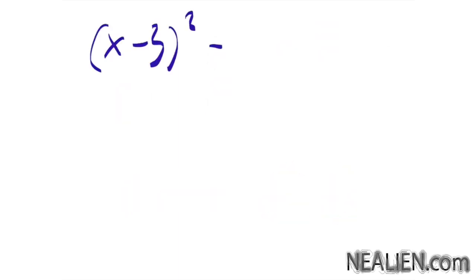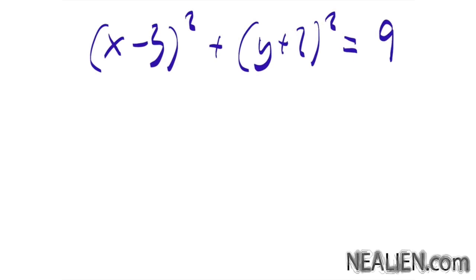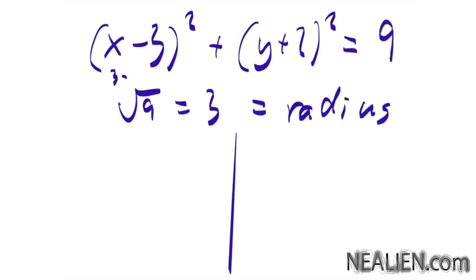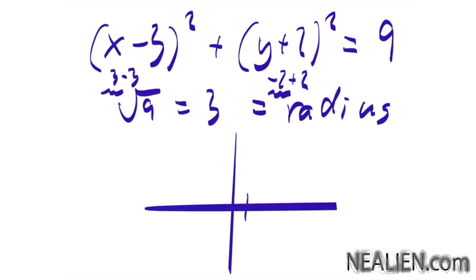If we have x minus 3 squared plus y plus 2 squared equals 9, let's start with the 9 because it's a little bit different. Take the square root of it. The square root of 9 is 3, so the radius is 3. And then you plug in 3 for x, 3 minus 3 is 0. You plug in negative 2 for y, negative 2 plus 2 is 0. So our center is 3, negative 2.